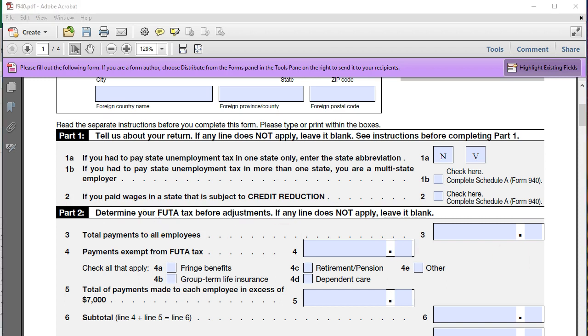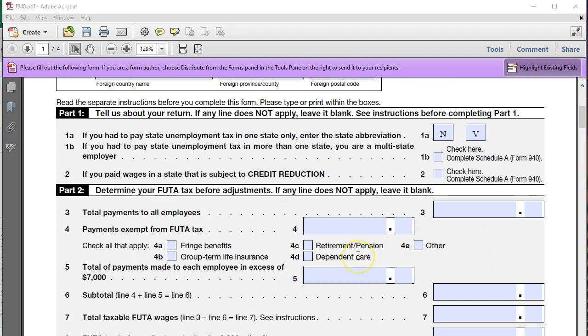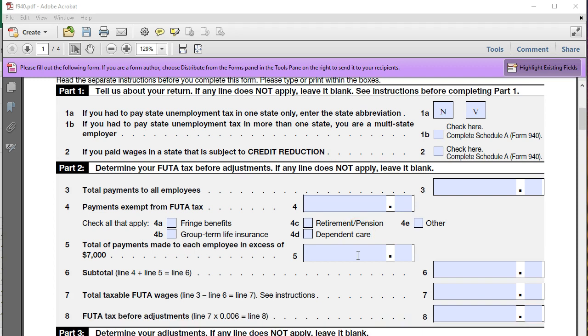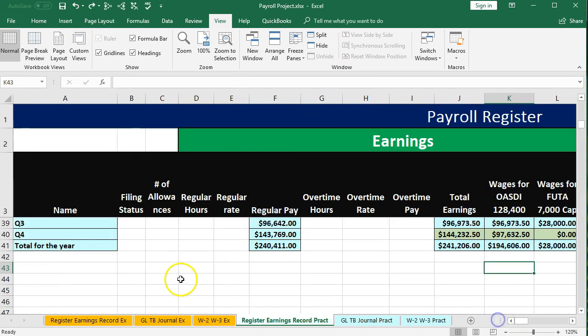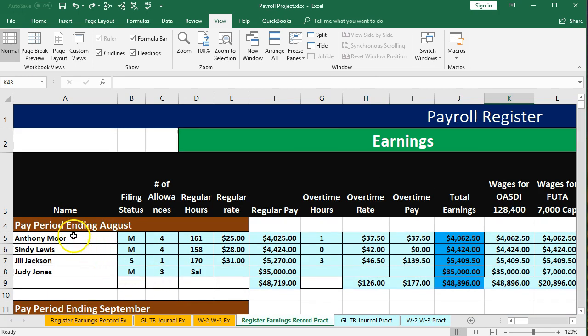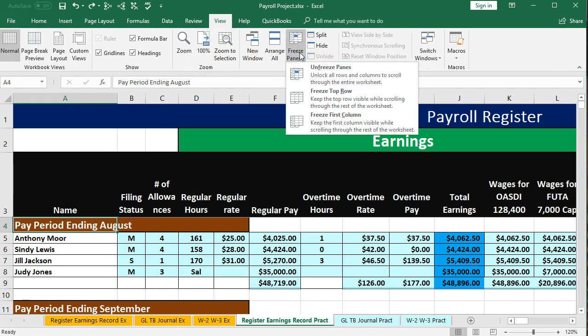Okay, now we're going to get to the actual calculations. So line 3 says total payments to all employees. So if we go back to our worksheet, we're looking for total payments to all employees. And here we're going to pick up our total. So I'm scrolling down to our worksheet. And so remember, we've got the panes frozen, which is on, if you put your cursor on A4, Home tab, Windows group, Freeze Panes.